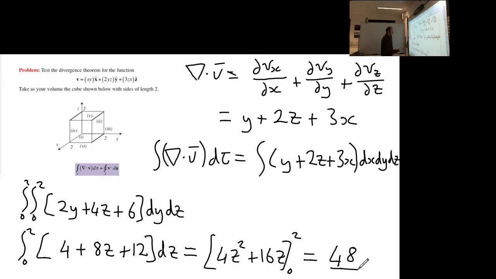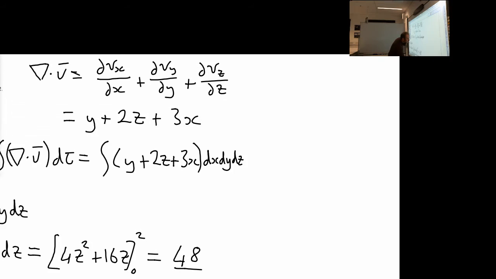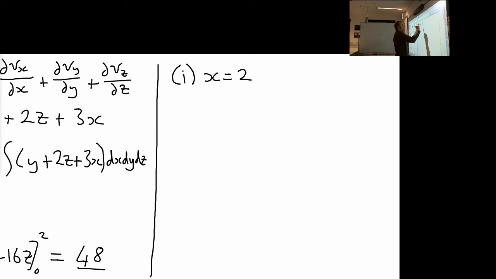Okay, so what we've just done there is we looked at the left hand side of this equation. Now what we're going to do is look at the right hand side, and we've got 6 sides to consider. The first side is where x is equal to 2.